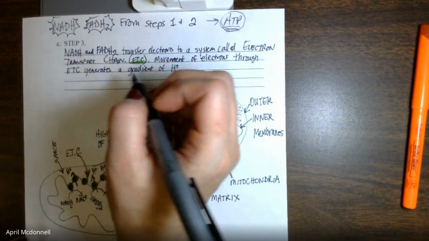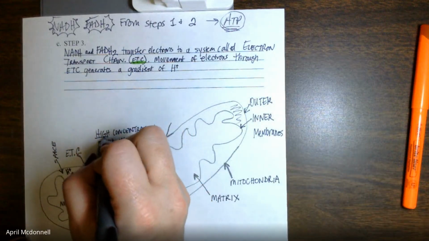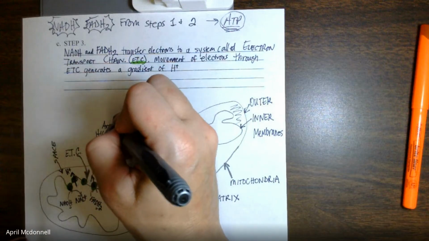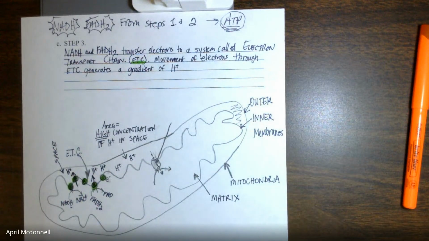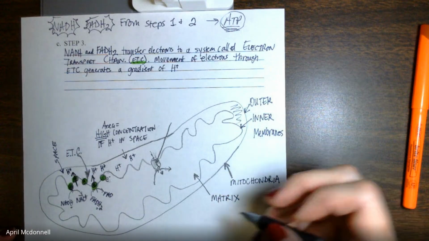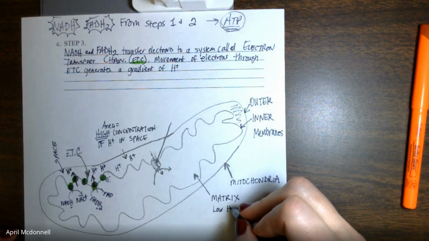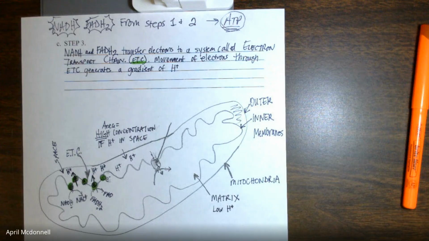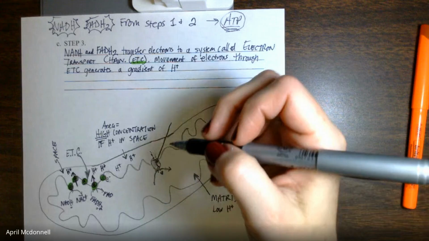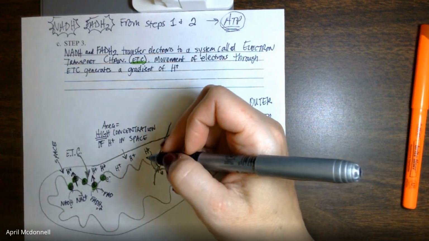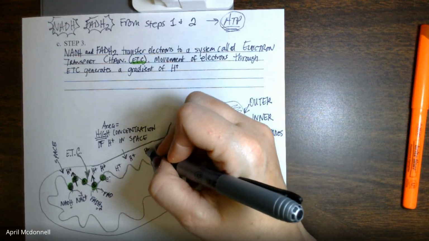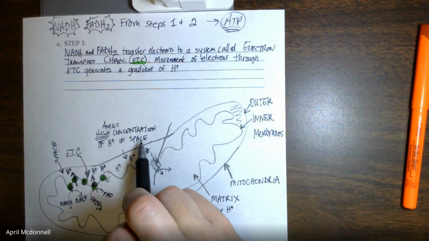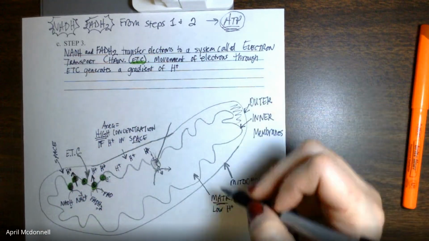What do we mean by that term gradient? That means one area has a high concentration and the matrix has a low concentration of hydrogen ions. And a gradient is anytime you have a difference in the amount of substances between two different areas or regions. So then what happens is we're going to let those hydrogen ions flow back from the space into the matrix.